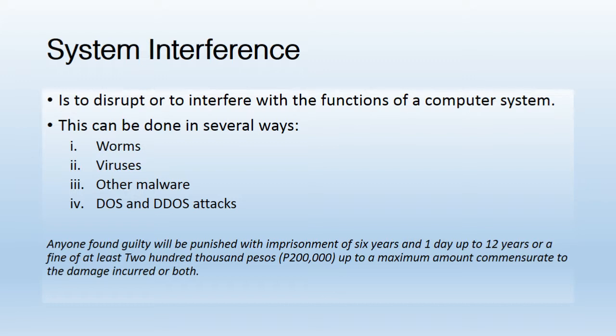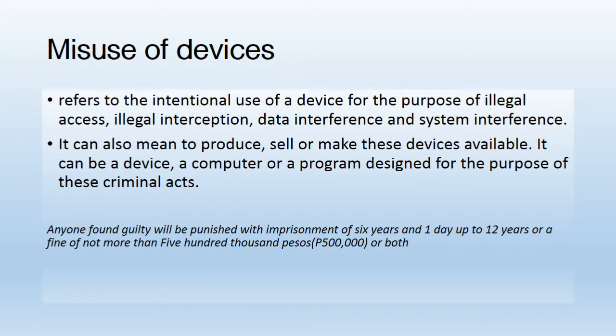Number 4. System interference. This is to disrupt or to interfere with the functions of a computer system, making it not work properly. Well, this can be done in several ways: worms, viruses, and other malware, and through DOS and DDoS attacks. Now, to find out more about worms, viruses, other malware, DOS, and DDoS attacks, please click on the links on the description.